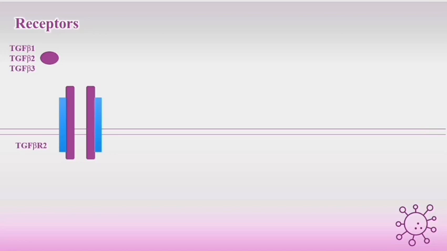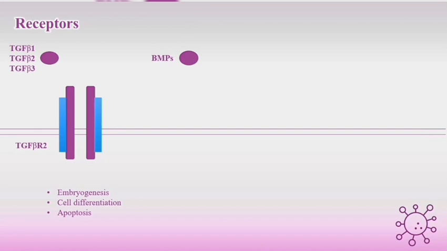Now let's look at the receptors of this pathway. The TGF-betas 1, 2, and 3 bind to the TGF-beta receptor type 2 and are involved in cellular processes such as embryogenesis, cell differentiation, and apoptosis.